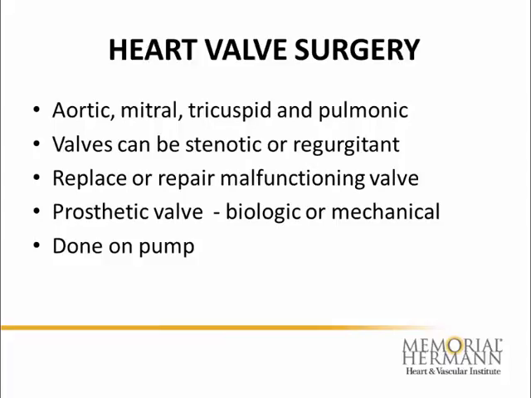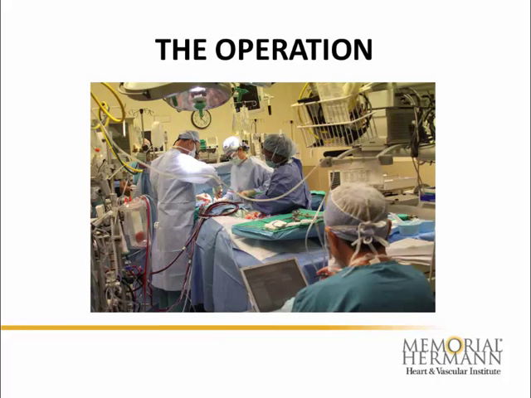In valve surgery, it can be any of the valves, and they can either be replaced or repaired. They can either be mechanical valves, or they can be tissue valves made from the pericardium, or sac around the heart, from a cow, or from the aortic valve itself from a pig. And they are all done on pump.